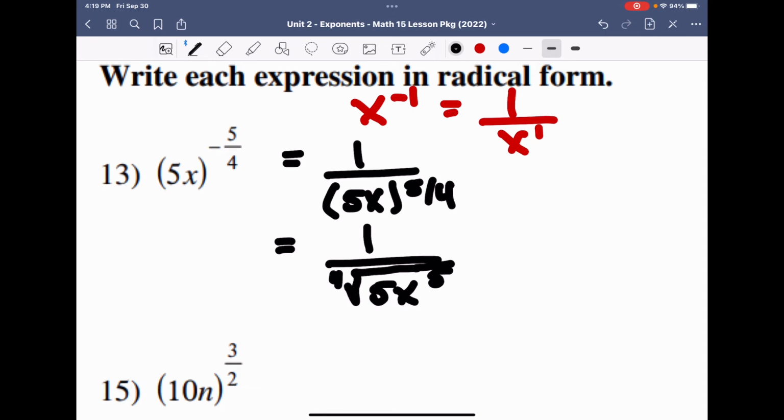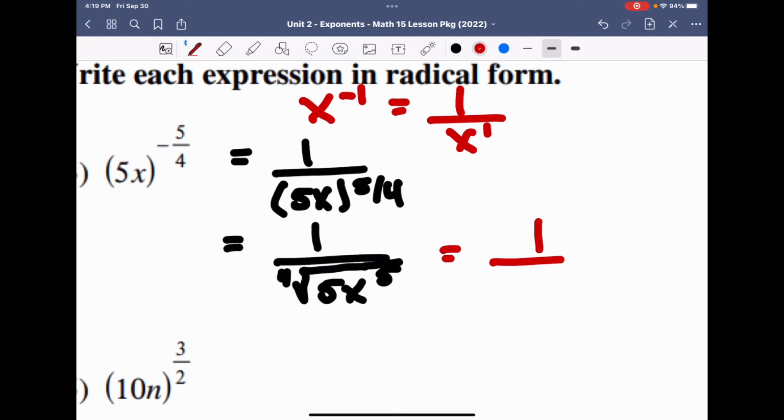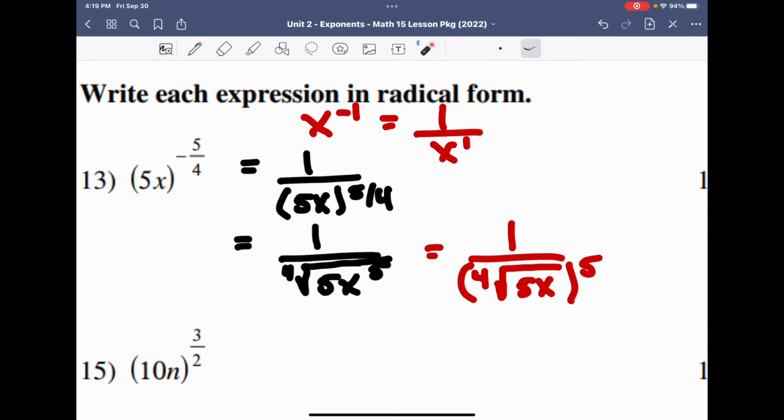And remember, you could write this in another way. You could also say this is equal to 1 over the 4th root of 5x, and this is all surrounded by a 5, or to the 5th power. So either way is correct here. So if you have a negative, it's not that you're flipping the exponent fraction, it's that you're saying, what is the base? And I need to do the reciprocal of that. If it's in the numerator, it's now in the denominator, and the exponent becomes positive.